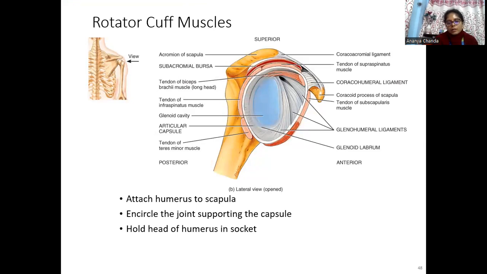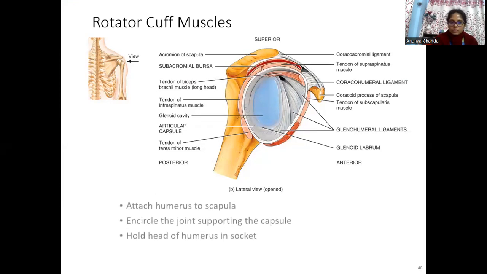The rotator cuff muscles help in the attachment of the humerus to the scapula. They encircle the joint, supporting the capsule and holding the head of the humerus in the socket.